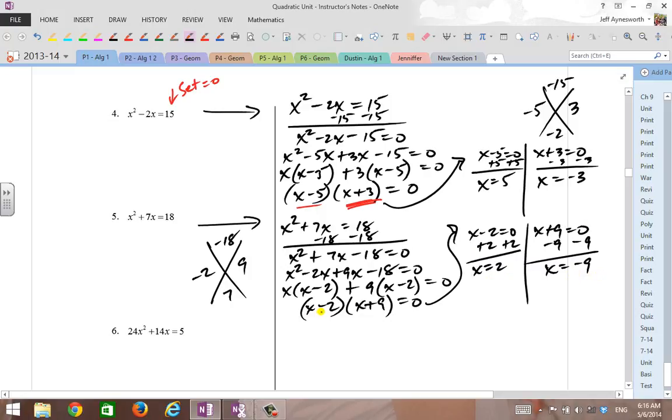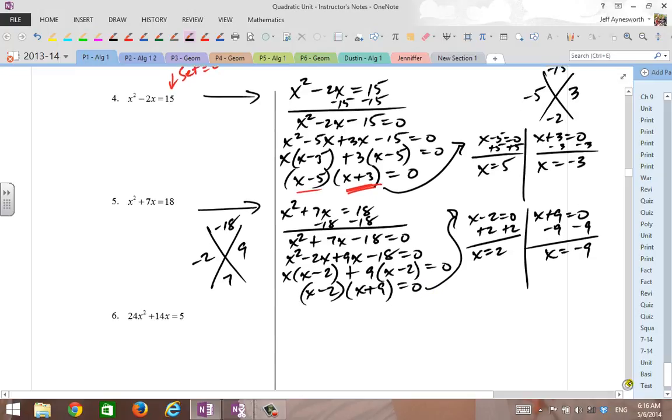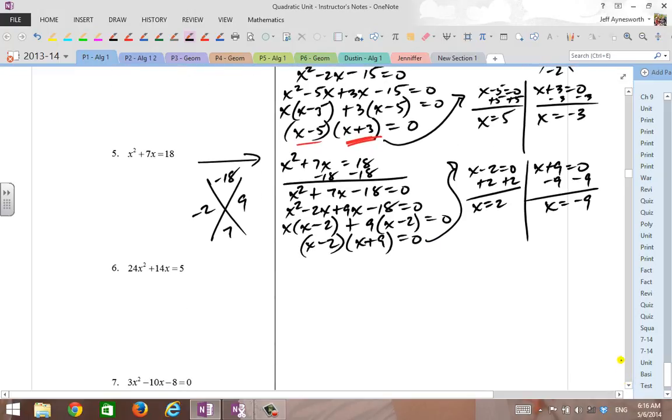If I substitute 2 in here, I get a 0. 0 times something is 0. And if I put a negative 9 in, negative 9 plus 9 is 0, and I get a 0 product there too. On all of these, after you factor into two binomials, you're going to be getting two solutions. You just set each binomial equal to 0, or each factor equal to 0, and solve. You can do it mentally just by looking at it, or you can set both equal to 0 and solve.